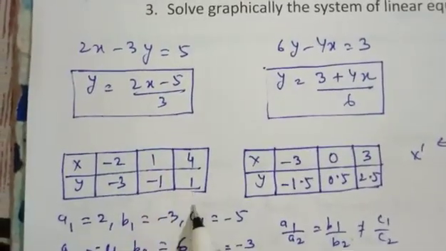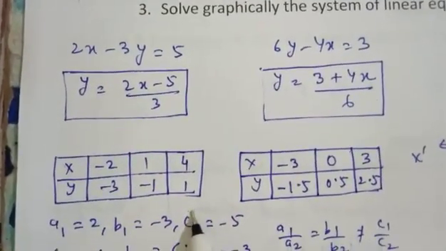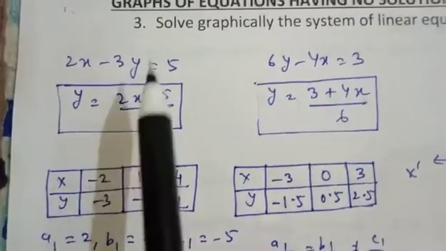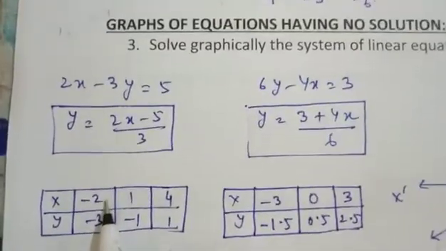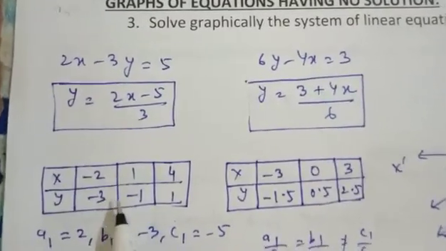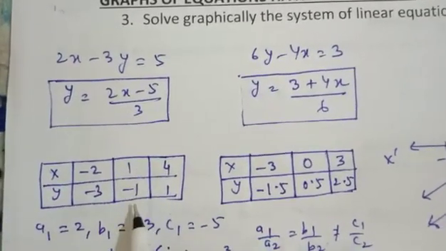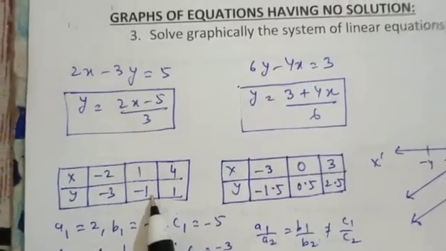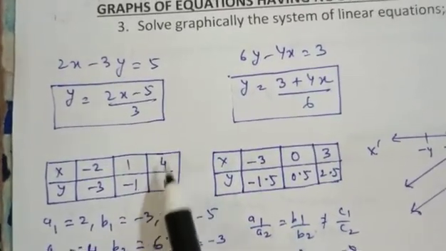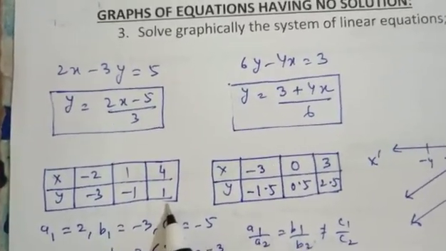On the basis of that, if I make the table of x and y for the first equation, when I take the value of x as minus 2, y is coming to be minus 3. X as 1, then y is coming to be minus 1. X as 4, then y is coming to be 1.